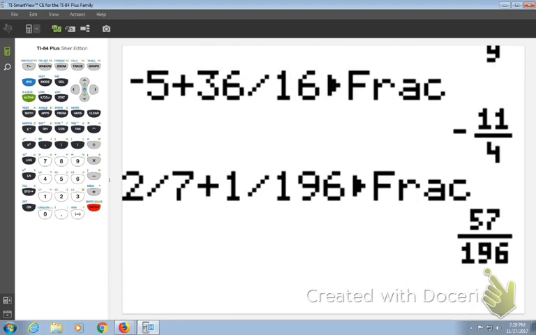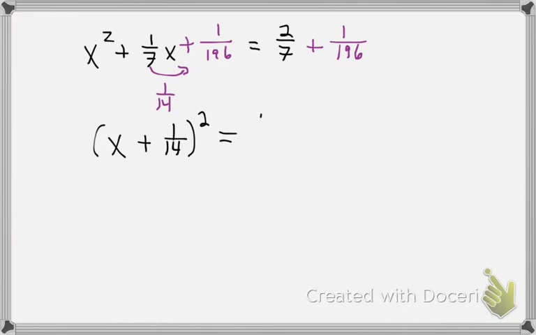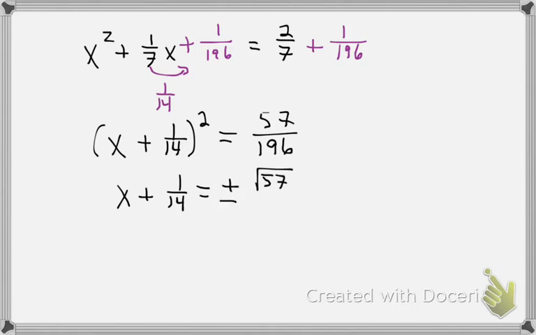So I get 57 over 196. You guys agree? Now what? Square root both sides. Square root property. So if (x + 1/14) squared equals 57 over 196, x plus 1 over 14 equals plus or minus the square root of 57 over the square root of 196, which was 14. You guys agree?